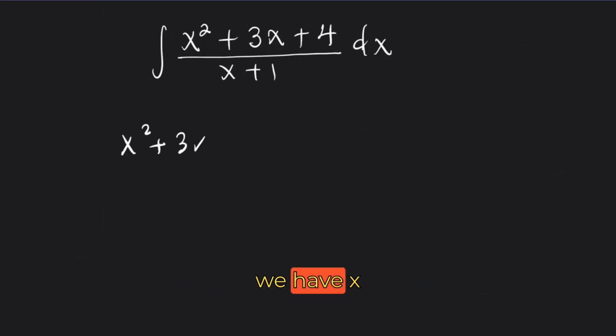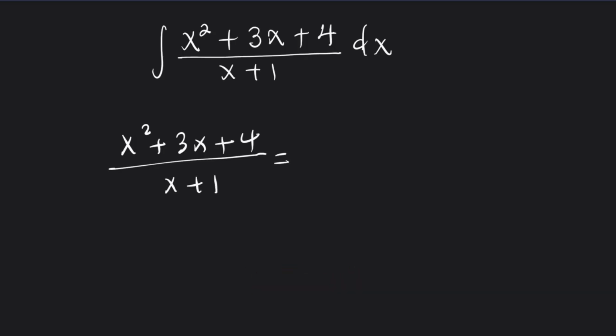So in this problem, we have (x squared plus 3x plus 4) divided by (x plus 1). You can see that the degree of the variable in the numerator is greater than the degree of the variable in the denominator. So we have to decompose this into a smaller fraction, right? We have to divide this. So you can use long division.